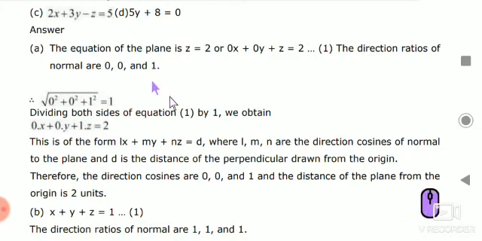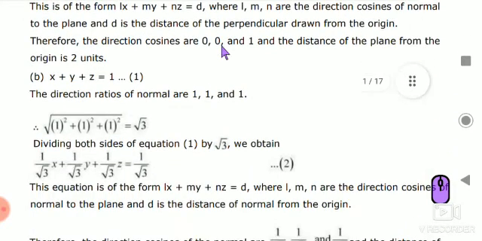My dear students, for 1 mark question, this much solution is not needed. We have been given the equation of a plane is z is equal to 2. That equation we can write it as 0x plus 0y plus 1z is equal to 2. Therefore, this 0, 0, 1 is called the direction cosines and 2 is called the distance from the origin.